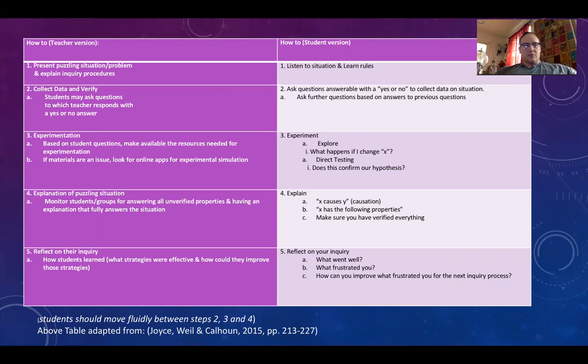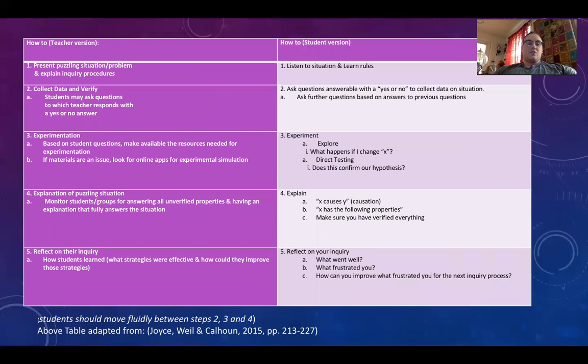So essentially, you present the puzzling situation. Students immediately start going into a question and answer situation. Okay, there's phase two. And the answers to their previous questions help them go on to, hey, what can you deduce from what the teacher's telling you? And these questions are yes or no, purely. Students then proceed to experiment, seeing what happens if they change something, seeing if they can directly test, does this confirm what we think we know?